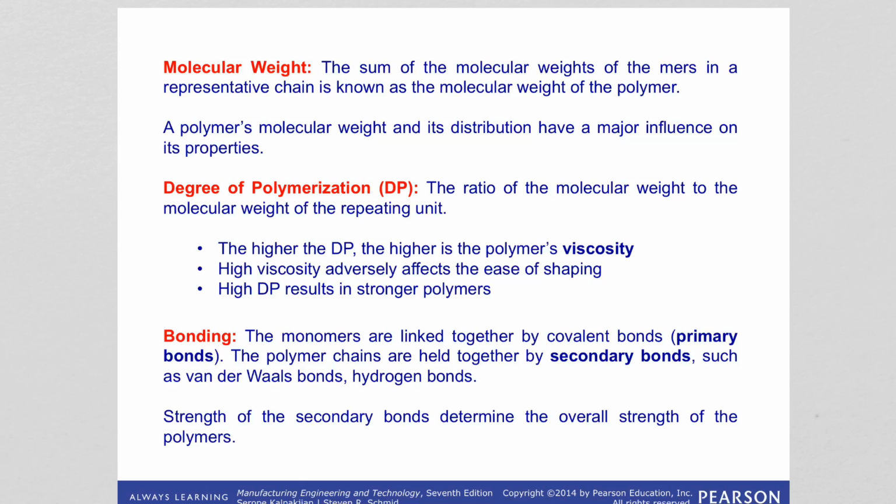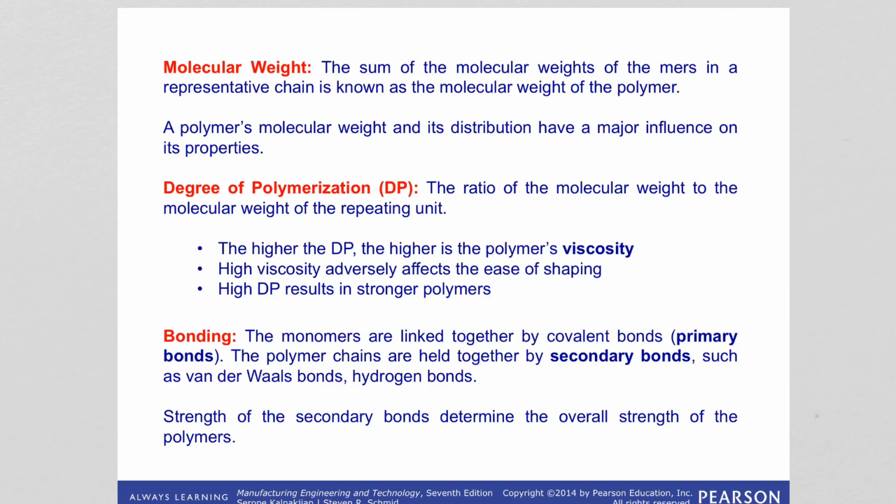Because the higher the degree of polymerization, the higher the mechanical strength and the higher the viscosity. Viscosity is the material's resistance to flow. This can affect processing, right? And high viscosity, as I said, adversely affects the ease of shaping because there are mold cavities and we want this fluid to flow. But if polymers are high viscosity fluids, then they won't easily flow through those mold cavities. Okay.